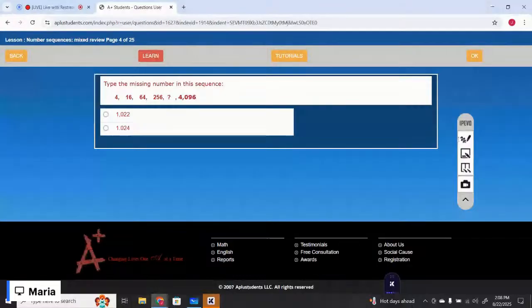4 times 4 is 16, 16 times 4 is 64. 64 times 4 is 256. And 256 times 4 is 1024. So the next number in the sequence is 1024.